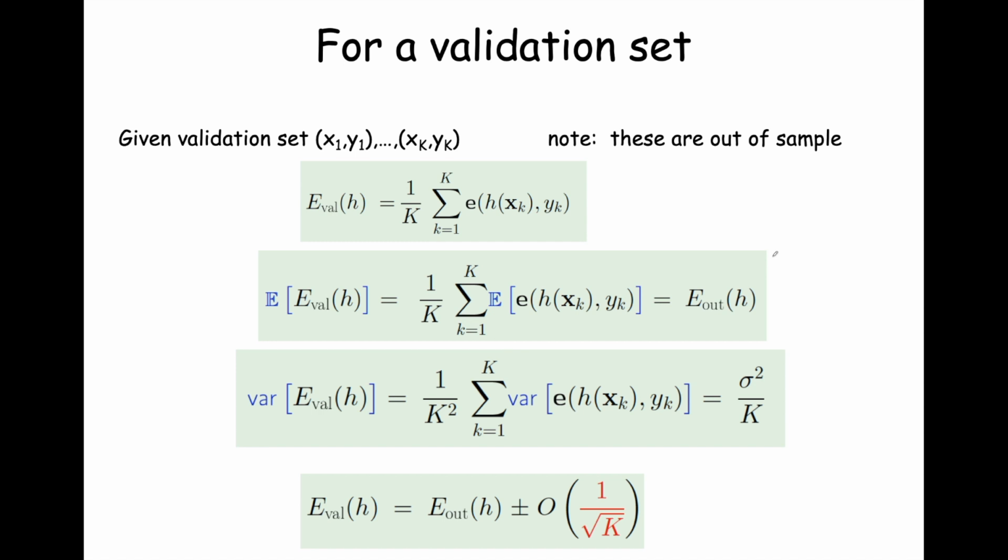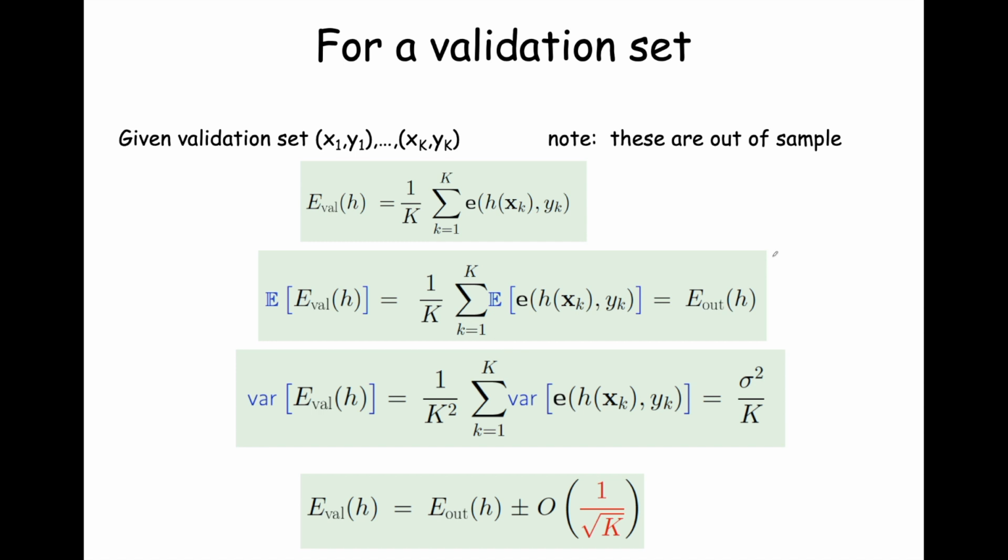So we're given a set of label instance pairs, x1, y1, x2, y2, up to and including x big K, y big K. And if we were to compute the validation error on this validation set, we would take the average pointwise error. So here we have 1 upon K, the sum as little k goes from 1 to big K, of our pointwise error E between h of x and y for each of those points in our validation set.